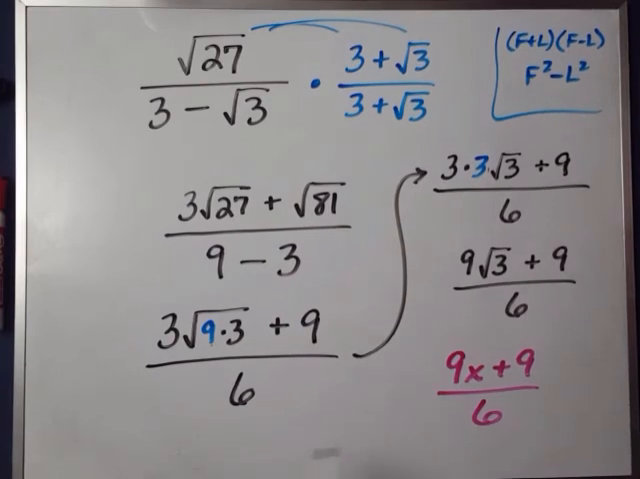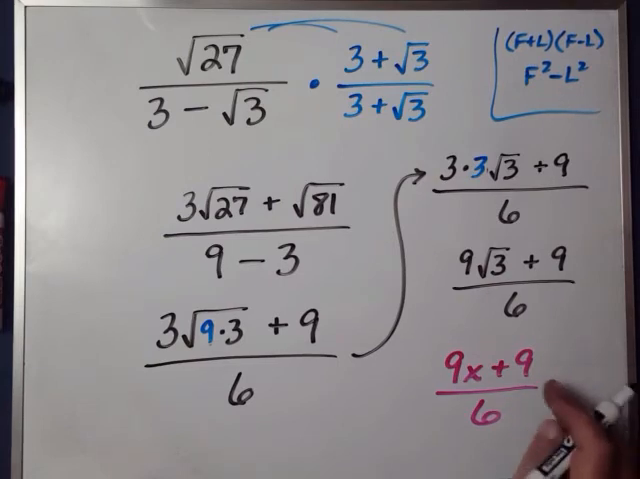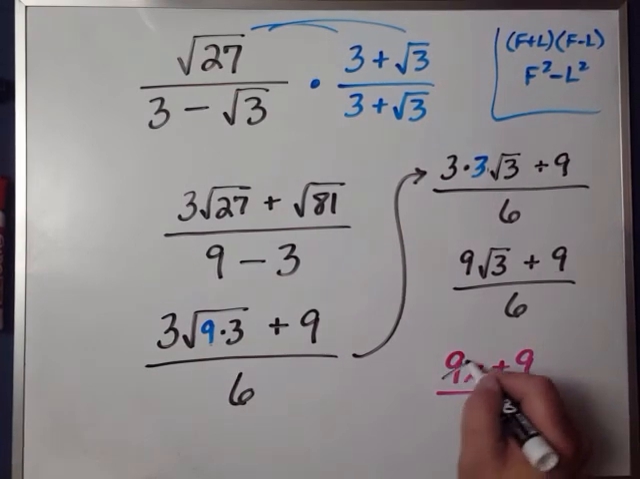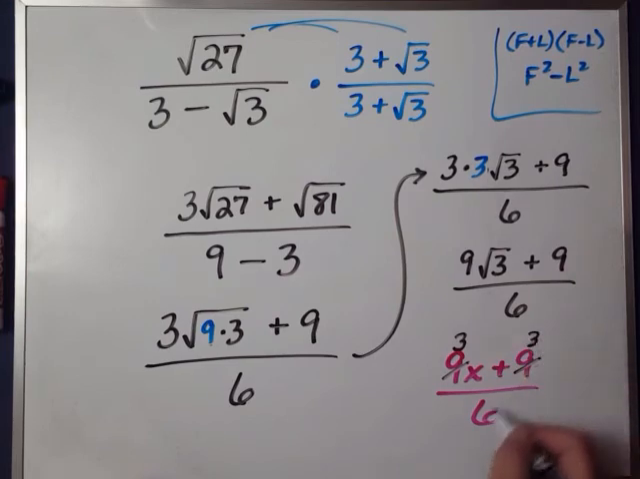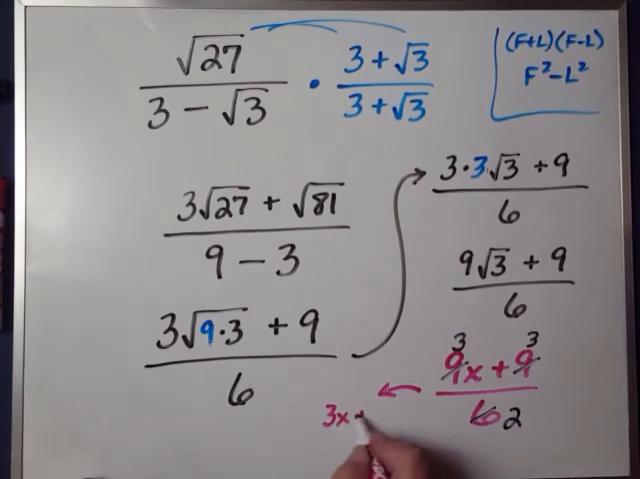Instead of factoring out, couldn't I just say there is a common factor of 3 in all of these terms? So if I divide the top and bottom of this fraction by 3, I'm dividing all of the terms by 3. Knocks that down to 3x, knocks that down to 3, knocks that down to 2. And so I would end up with 3x plus 3 all over 2.